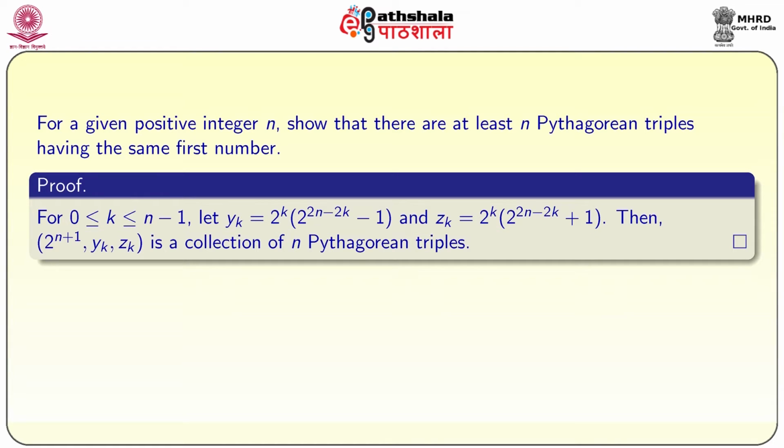Then it is easy to verify that (2^(n+1), y_k, z_k) is a collection of n primitive Pythagoras triples. Here we are changing the k value, k goes from 0 to n−1. So, all these are primitive Pythagoras triples, and there are exactly n of them.